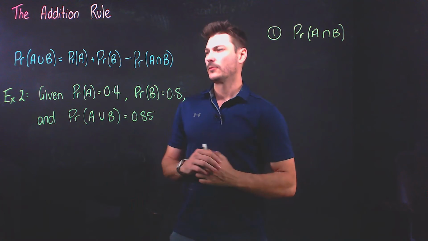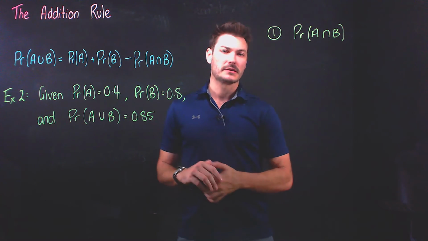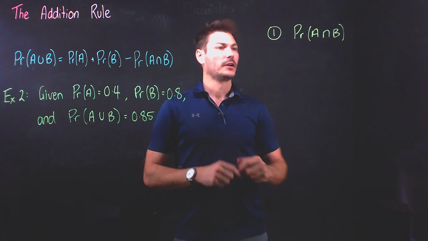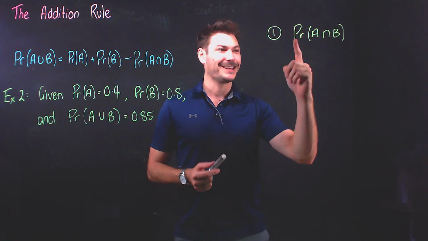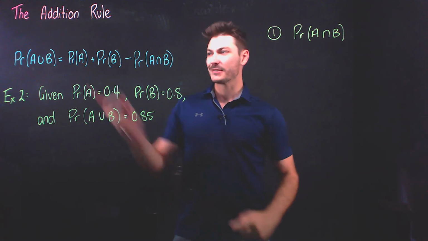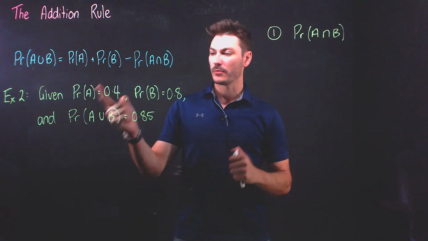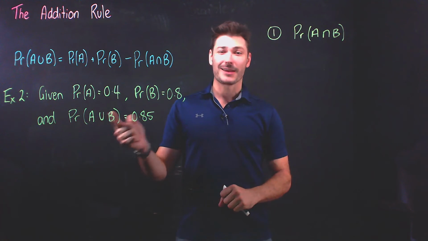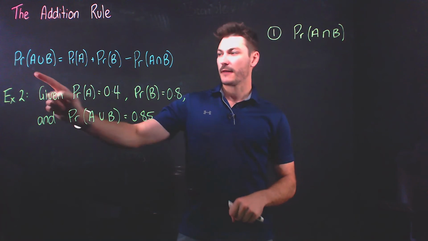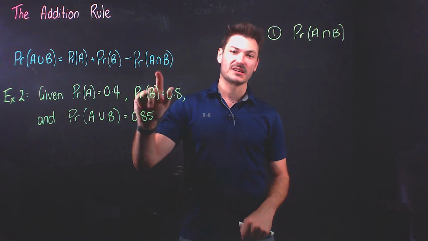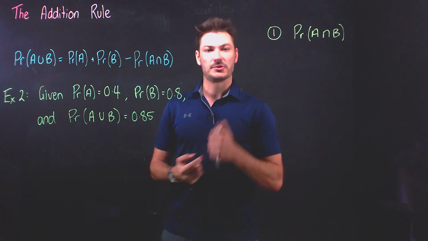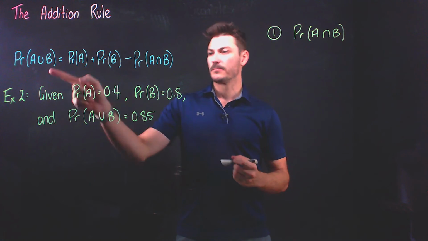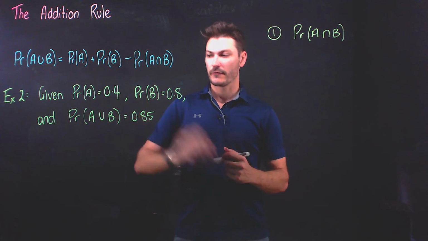In our second example, we've actually been given some probabilities, so we don't need to calculate them ourselves. However, we do need to use them in order to solve and determine the probability of A intersecting with B. So this time we're still going to be using this formula because we've been given probability of A is 0.4, the probability of B is 0.8, and the probability of A union B is 0.85. So we have this element, this element, this element, but we're missing this guy. So it's really just a case of substituting in the known values and rearranging your equation, but we do have to use that equation.